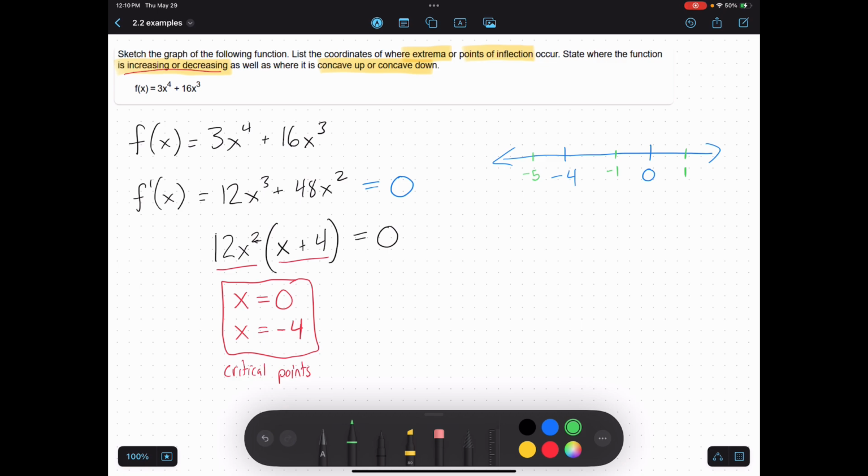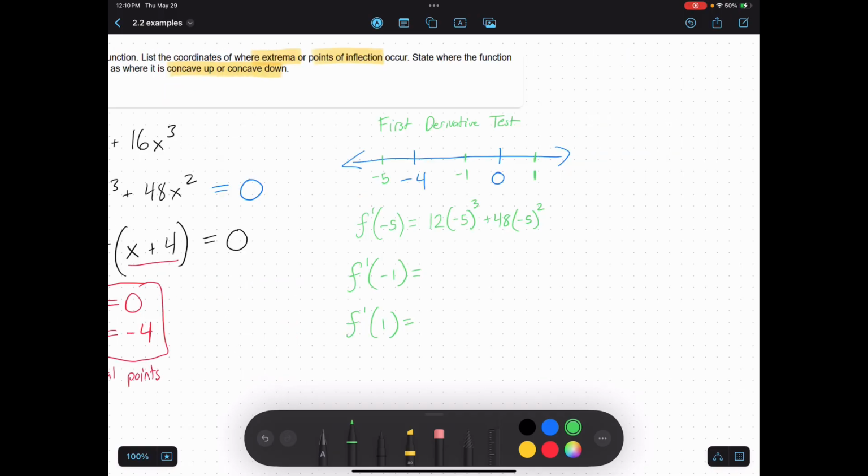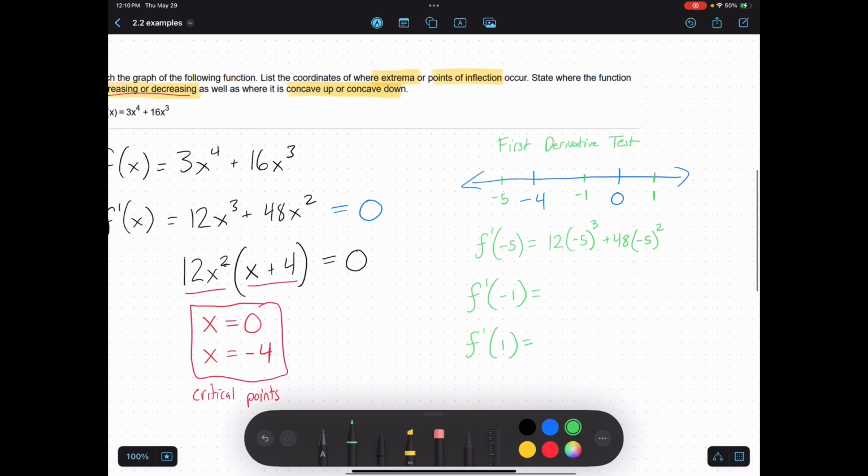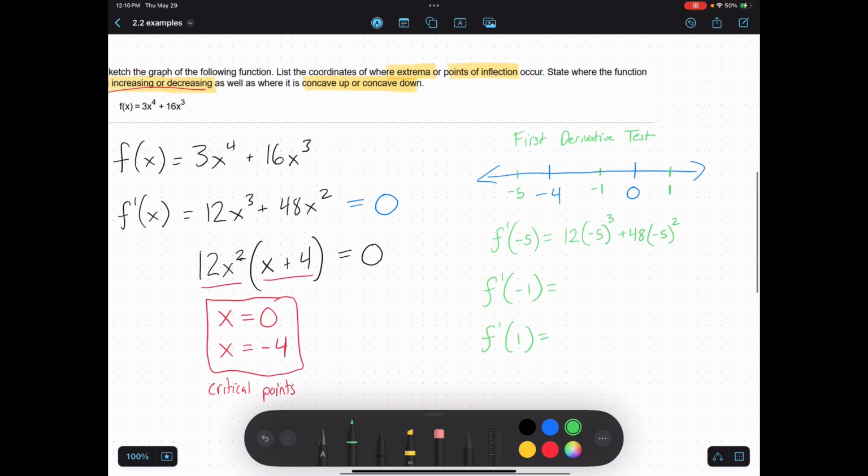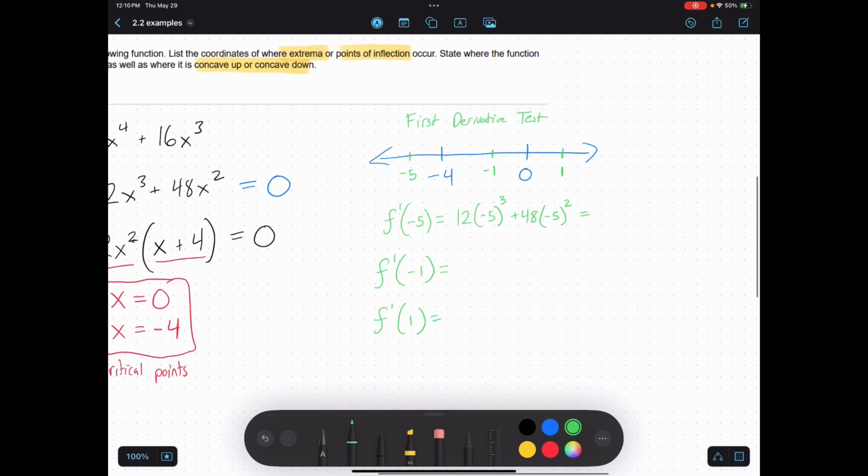If I'm using the first derivative test, I want to plug these numbers into the first derivative. With -5, I'm plugging -5 into the unfactored form of my derivative and seeing what I get there. Of course, I can just use a calculator to figure this out, and I get -300. Remember what's important here: the fact that it's negative. That tells me that my function is decreasing throughout this interval. Everything before -4, your function is decreasing.